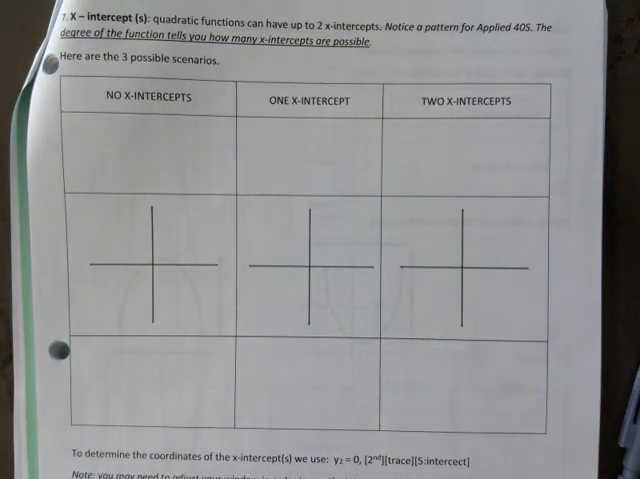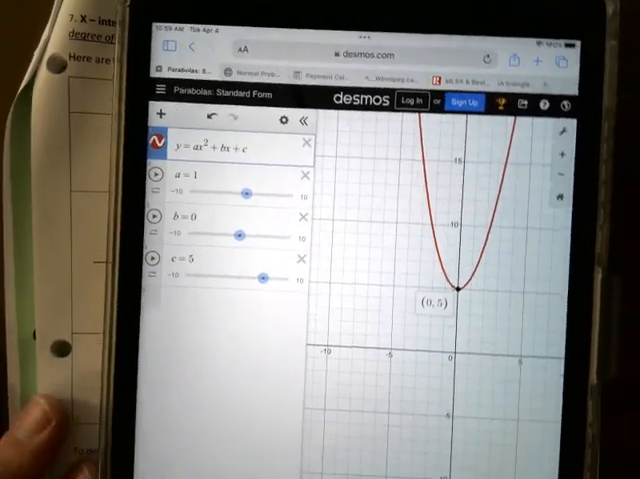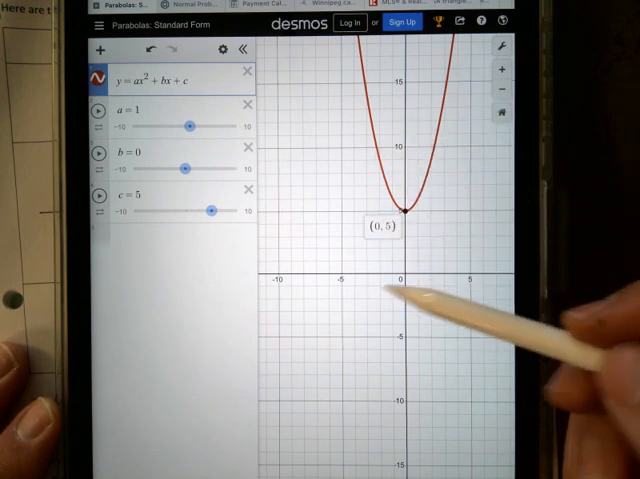X-intercepts. I'm going to tell you this. It can have up to 2 x-intercepts. So here we go. I'll show you this using Desmos. It's a free website. You can go to desmos.com and do exactly what I'm doing here. Right now, this parabola has no x-intercepts.